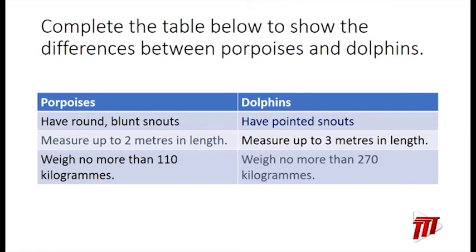The porpoises have round, blunt snouts. They measure up to 2 meters in length. They weigh no more than 110 kilograms. The dolphins have pointed snouts, measure up to 3 meters in length, and weigh no more than 270 kilograms. So if you got this question in SCA, you think you can answer it correctly? I think you can.